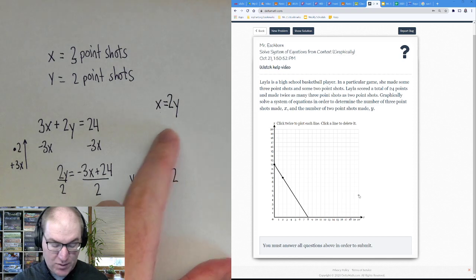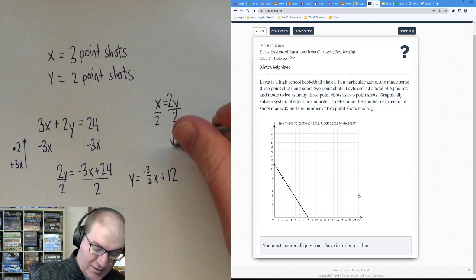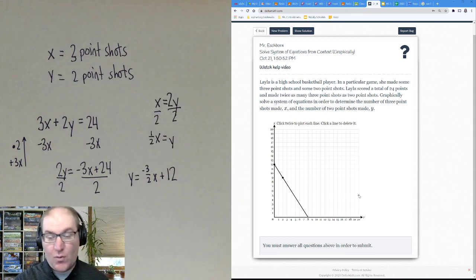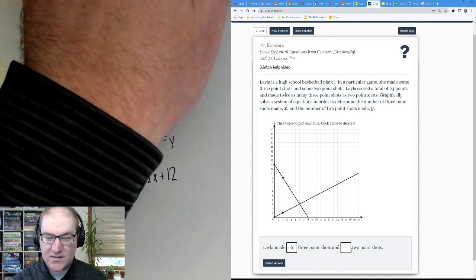So now let's graph this one, and all I need to do there is divide everything by 2, and we get y is equal to 1/2 x. So the y-intercept on that one is 0, and the slope is up 1 over 2. So hey, look at that. The two lines intersected right there. The answer is x is 6 and y is 3.